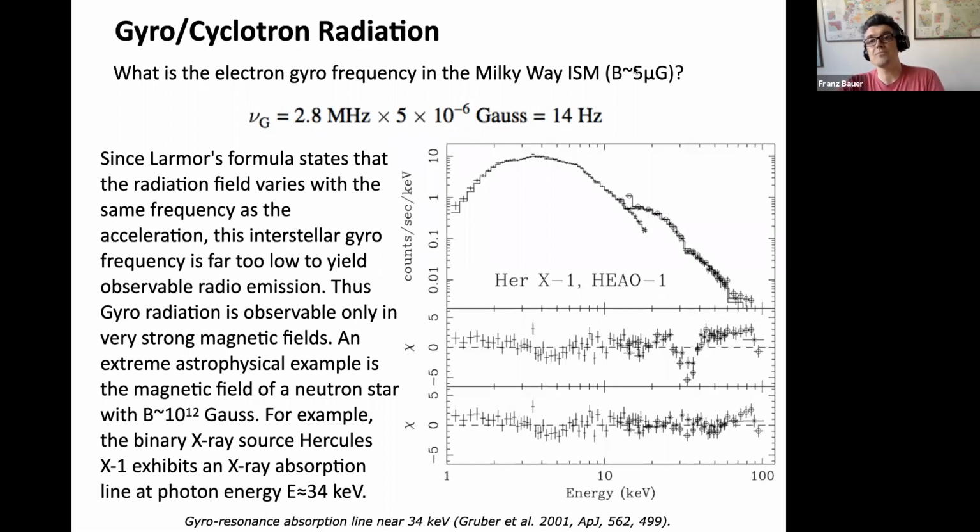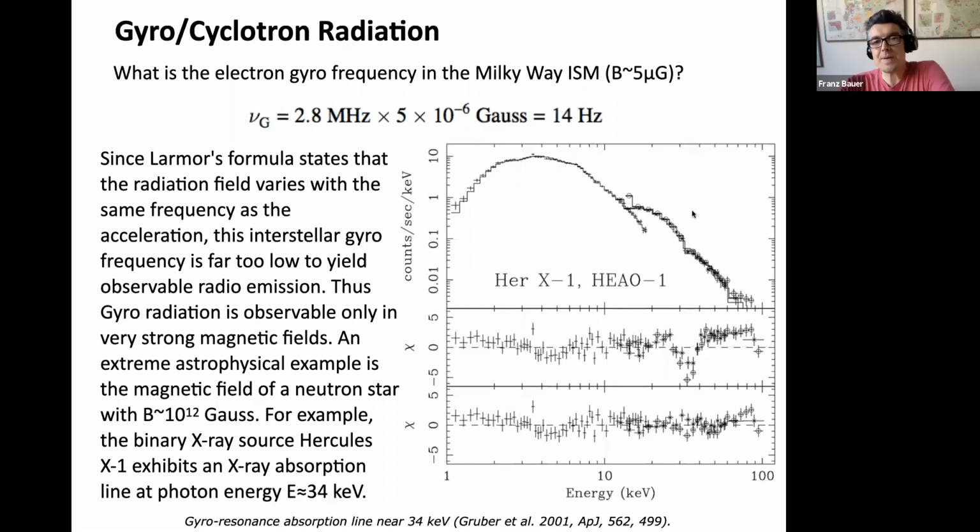So magnetic fields around pulsars and X-ray binaries, which go to Gauss levels, or 10 to the whatever Gauss, you can start to see it. So you need very strong magnetic fields, typically. One example: the magnetic field around a neutron star is about 10 to the 12 Gauss. Plugging that in, we can estimate where this frequency will occur, and it actually occurs at about 34 keV.